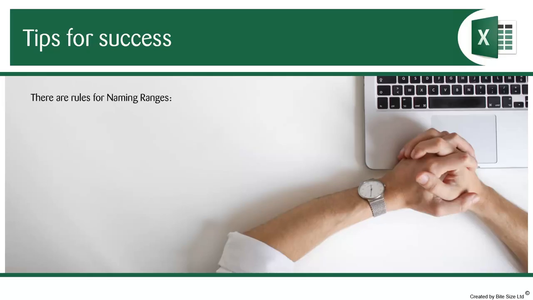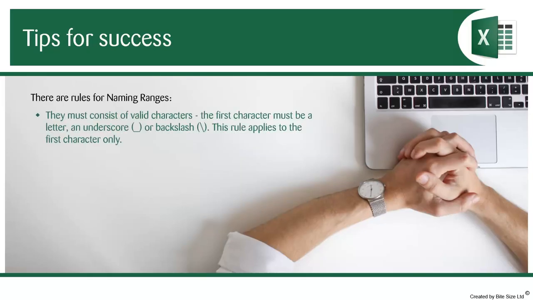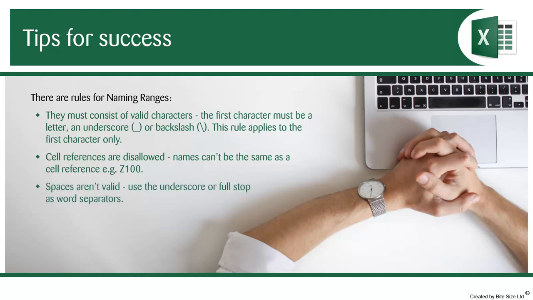There are rules for naming ranges. They must consist of valid characters. The first character must be a letter, an underscore or backslash. This rule applies to the first character only. Cell references are disallowed. Names can't be the same as a cell reference. Spaces aren't valid. Use the underscore or full stop as word separators.